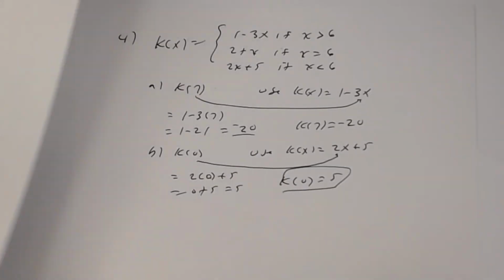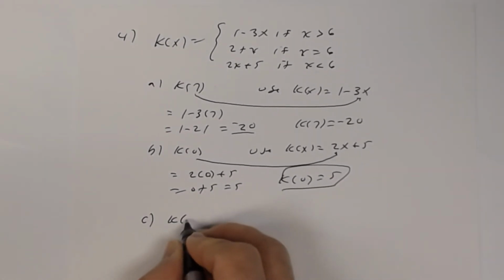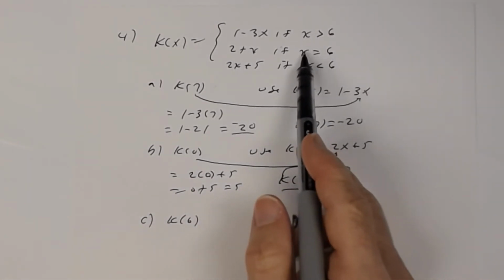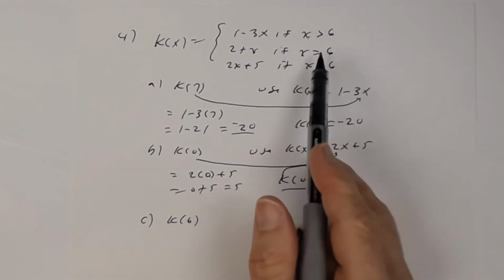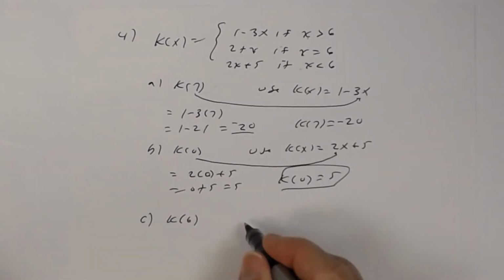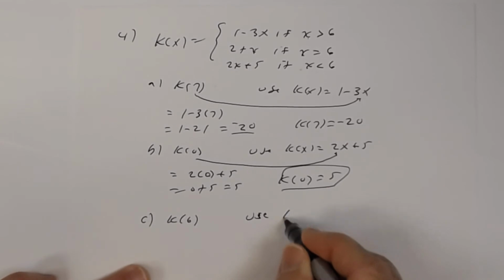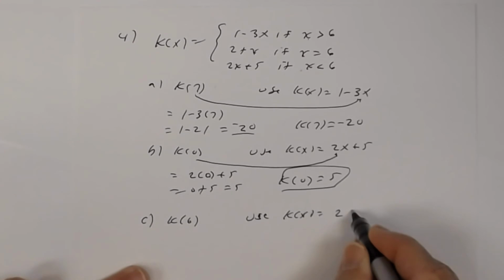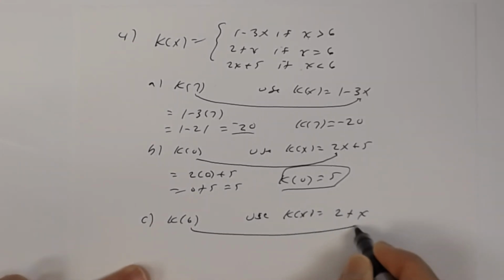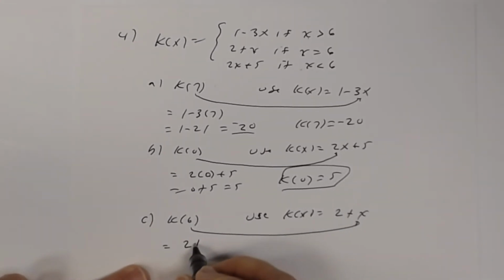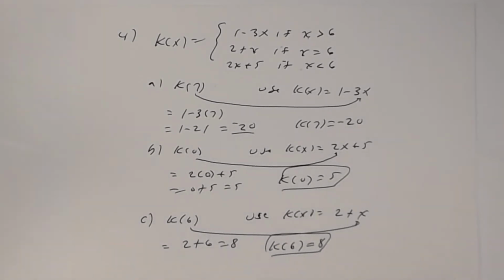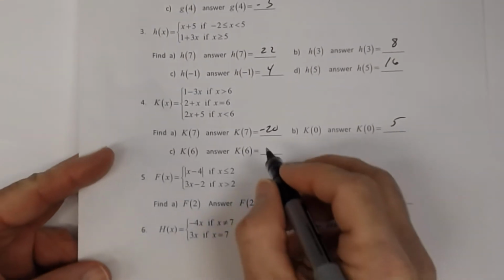Part C, you want to find k of 6. So notice this time x equals 6. So 6 equals 6, right? 6 is not greater than 6, and 6 is not less than 6, so it's this one. So you're going to use k of x is equal to 2 plus x. Where we see the variable x, you substitute 6, so I get 2 plus 6, which is 8. So k of 6 is equal to 8. So that's letter C. So that's going to be 8.